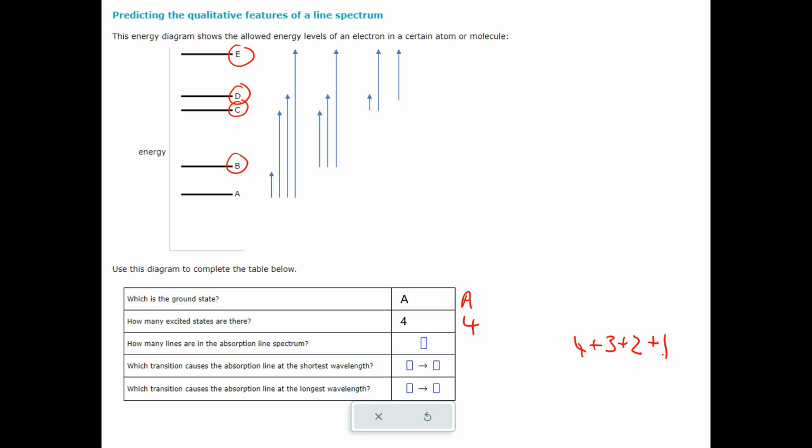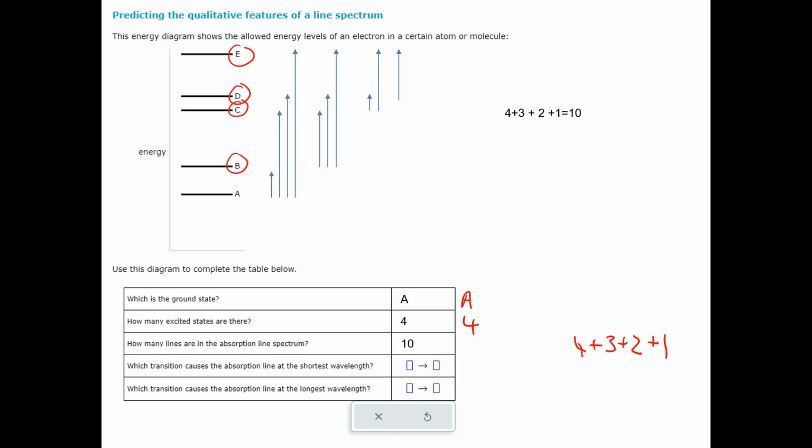So now we just have to add those up carefully. 4 plus 3 gives me 7, plus another 2 gives me 9, and then another 1 is going to give me 10. And so we've got 10.